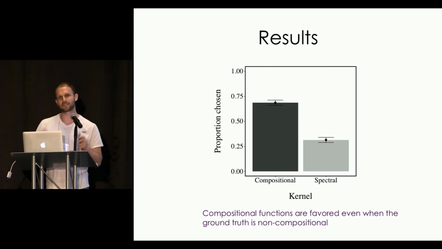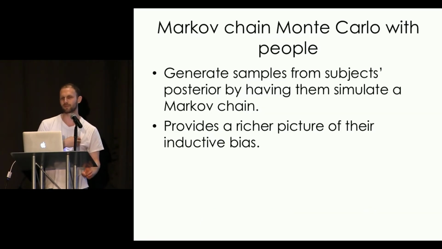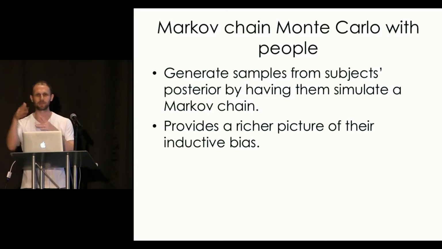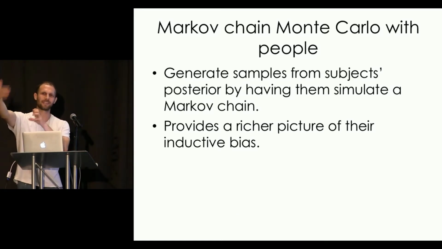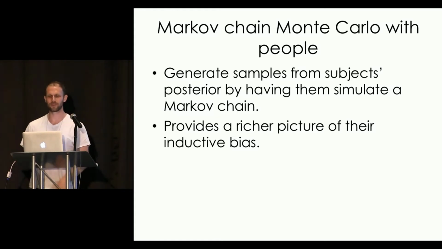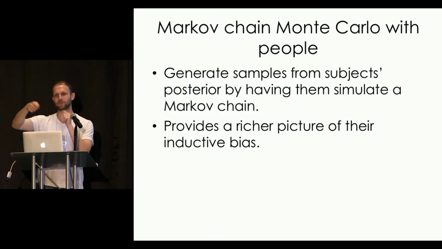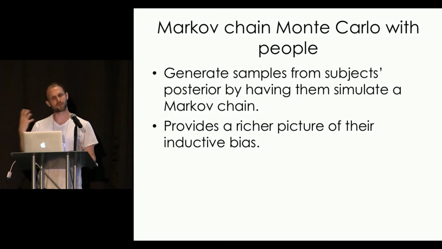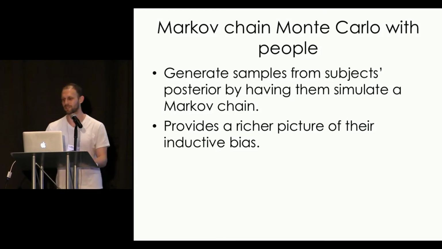We built on this and tried to do a bunch of other experiments. For example, trying to obtain the full posterior distribution over functions that we think people are representing in their heads. We use this interesting technique called Markov chain Monte Carlo with people, which, without getting into the details, you basically get people to simulate a Markov chain whose stationary distribution is the posterior. You give them choices between functions, and if you give them enough of these choices in sequence, you'll get samples that correspond to samples from their internal representation of the function space, their inductive biases.